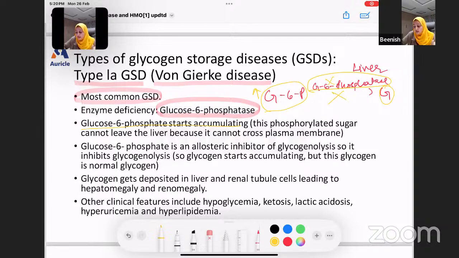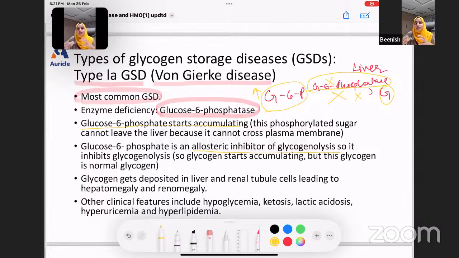Firstly, because obviously this enzyme is deficient, and also because now this glucose 6 phosphate cannot leave the cell. It will start accumulating inside the cell because we know that phosphorylated sugars do not have transporters for them in the plasma membrane, and it is too polar to cross the plasma membrane on its own. Now, this glucose 6 phosphate is an allosteric inhibitor of glycogenolysis. We have studied this as well in the regulation chapter.